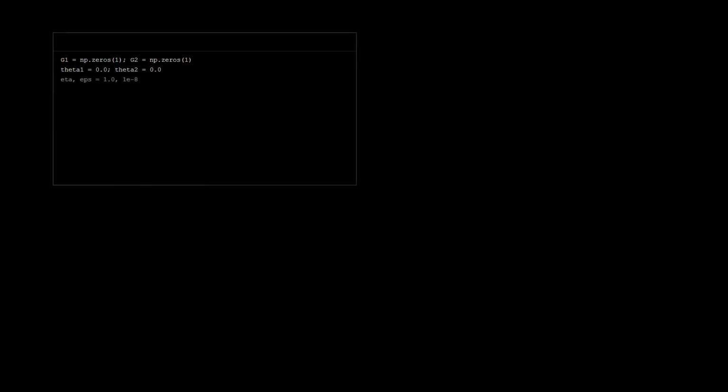Let's see this in actual code. 2 arrays hold the running accumulator G, 1 per sensor, both starting at 0, alongside 2 arrays for theta. The training loop is a handful of lines.